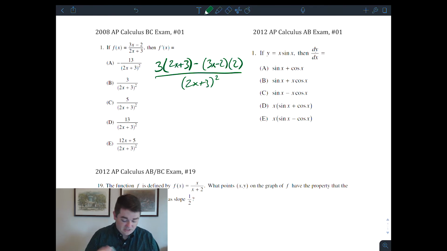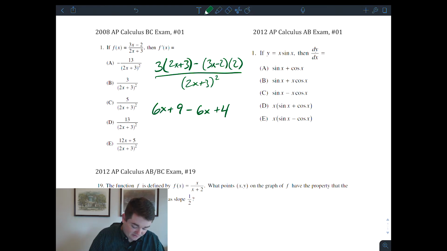simplify the numerator. So distributing, I get 6x plus 9 minus 6x plus 4. 6x minus 6x cancels out. 9 plus 4 is 13. So my answer is 13 over 2x plus 3 squared, and my answer is D.